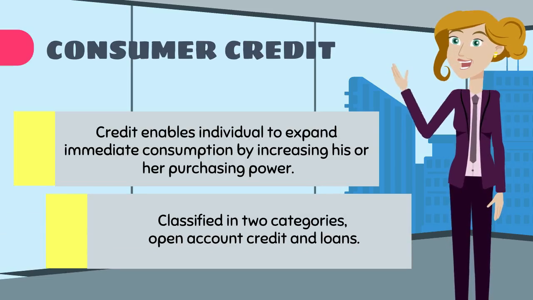Consumer credit can be classified into two categories, which are open account credit and loans. Open account credit is a line of credit offered by retailers or financial institutions, allowing consumers to borrow up to a predetermined amount to pay for purchases. There are several types of open account credit, such as credit cards, charge cards, retail charge cards, and revolving credit lines.